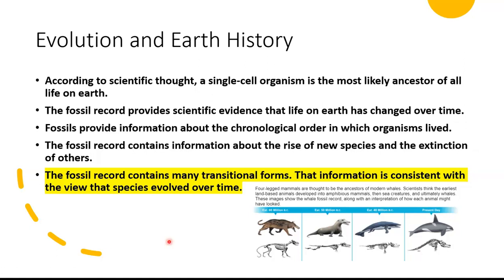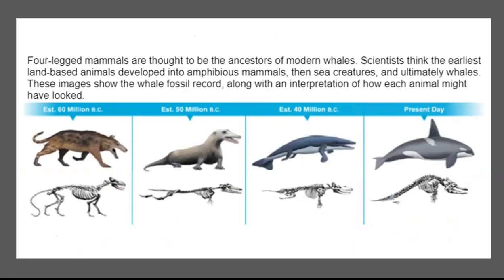We're going to take a look at this picture, which I think is a little bit bigger here. It's a little blurry, but I think we can get through it. Four-legged mammals are thought to be the ancestors of modern whales. Scientists think that the earliest land-based animals developed into amphibious animals, then sea creatures, and ultimately whales. These images show the whale fossil record, along with an interpretation of how each animal might have looked.